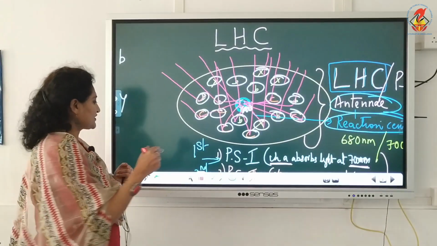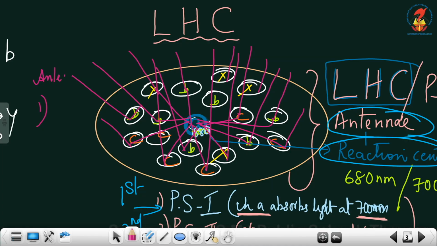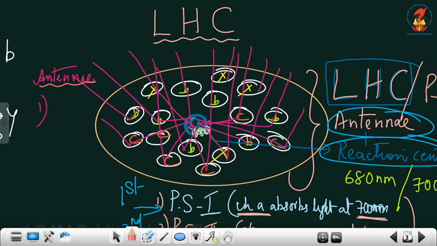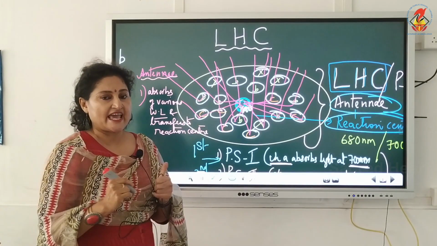So, the first function of the antenna. We are looking into the functions of the antennae, that is, all the hundreds of pigments surrounding the reaction center. The first function is they absorb light of various wavelengths and transfer it to the reaction center. The reaction center is the chlorophyll A, and therefore, they make the process of photosynthesis very, very efficient.